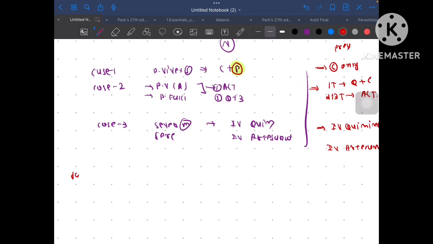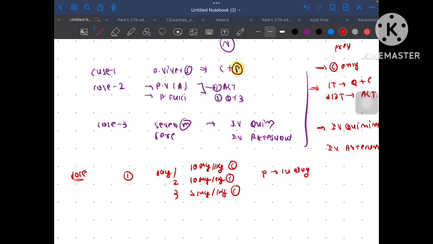So what is the dose? In case number 1, there are day 1, 2, and 3. On day 1, 10 milligram per kg chloroquine. Day 2, 10 milligram per kg chloroquine. Day 3, 5 milligram per kg chloroquine. Chloroquine is given for 3 days, and primaquine is given for 14 days. The dose is 0.25 milligram per kg.